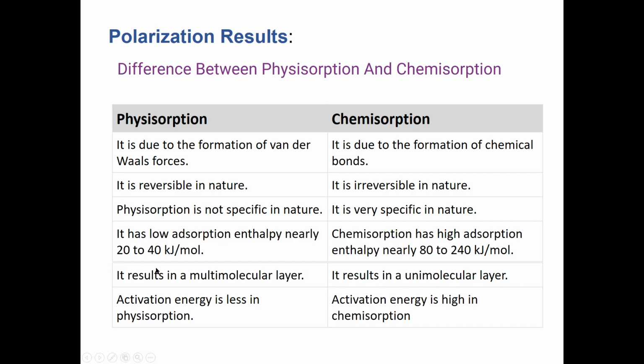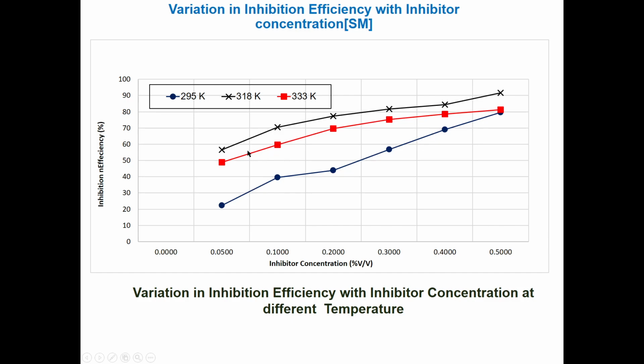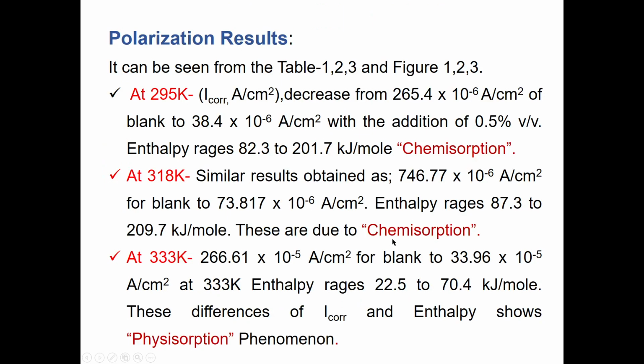And also you can see that the range of the enthalpy is 20 to 40 in the case of physisorption, and from 80 to 240 in the case of chemisorption. So this confirmed that at temperatures 295 and 318, the chemisorption phenomenon was occurring, and at the higher temperature the physisorption phenomenon was occurring. And that's why at that temperature the inhibition efficiency reduced, because of the reversible adsorption phenomenon.